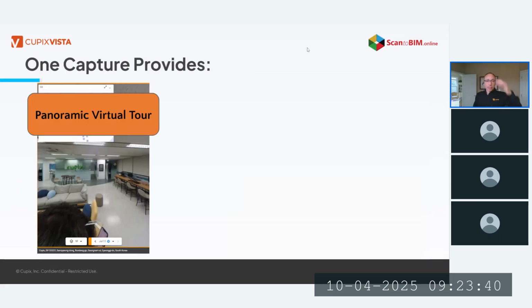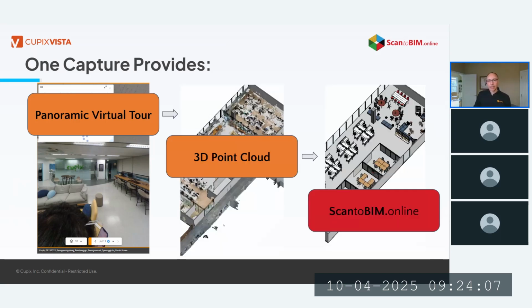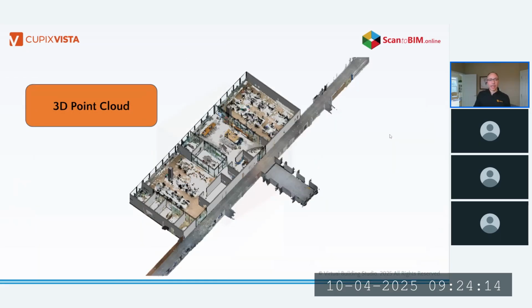So, kind of summarizing this workflow that we're introducing here for this specific job: it's for when you need a LOD 100, 200, maybe 300, and you need it quickly, and you have a budget that doesn't really work for a $100,000 scanner. You use a camera, you do your data collection, your 10-minute job walk or site walk. You get a panoramic virtual tour, you get a 3D point cloud, and then you upload that point cloud to Scan-to-BIM.Online, and you get the model back that you can work with. It's as simple as that.